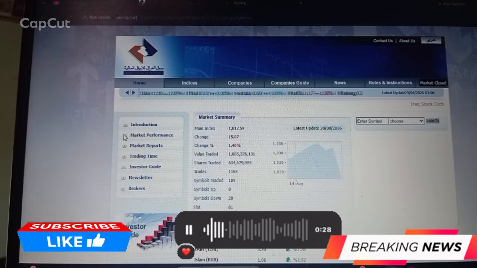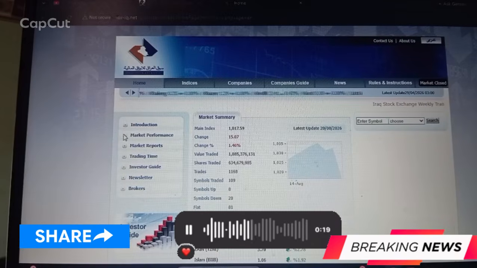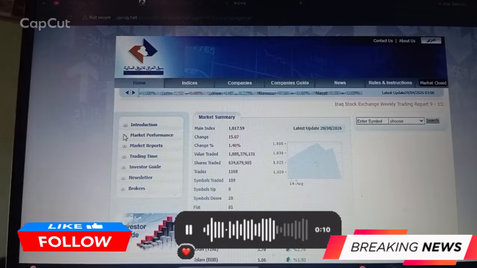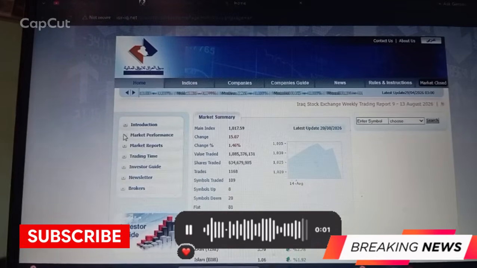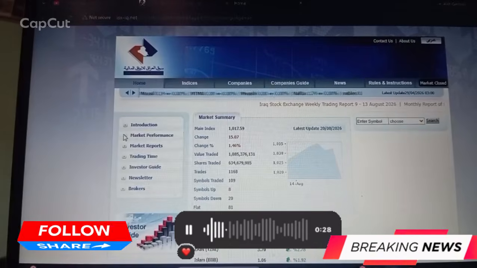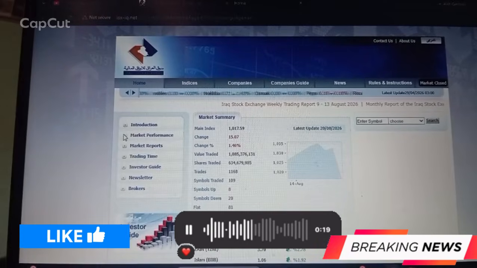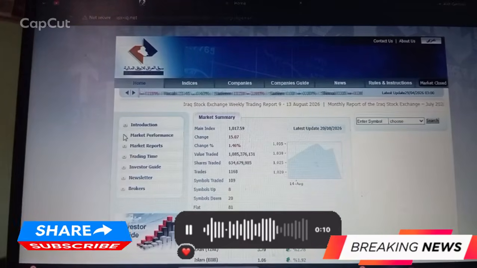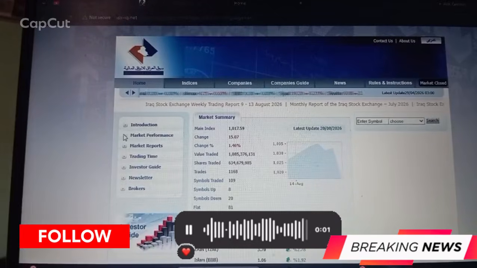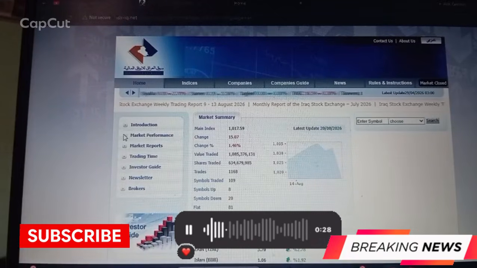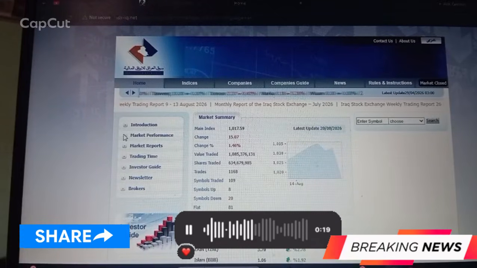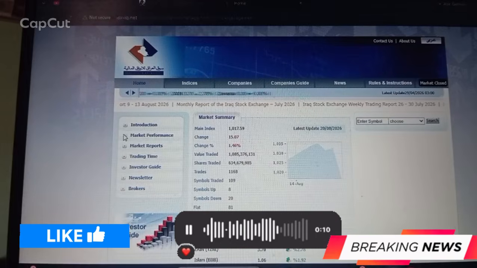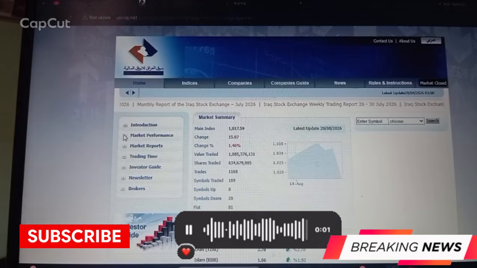But removing zeros by itself does not solve structural economic challenges. Iraq still needs sustainable fiscal management, a strong banking sector, efficient payment infrastructure, productive private sector growth, investment, and confidence in financial institutions. The value and stability of the dinar ultimately depend on economic fundamentals and monetary policy, not simply on how many zeros appear on a banknote.